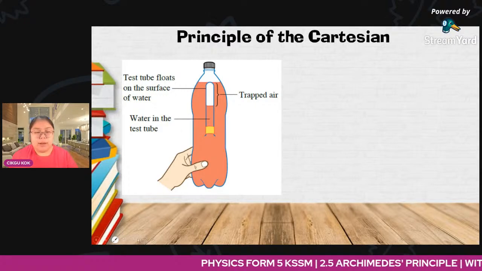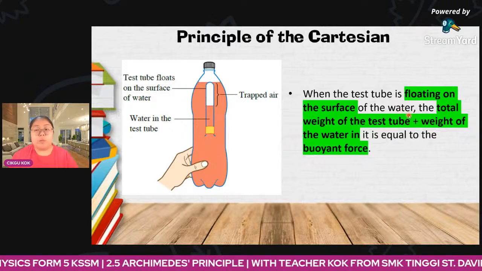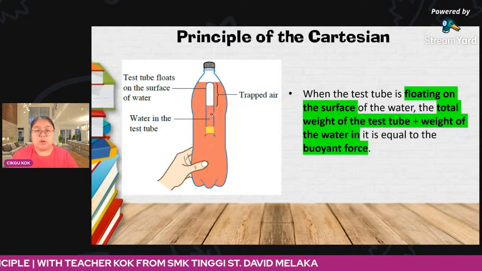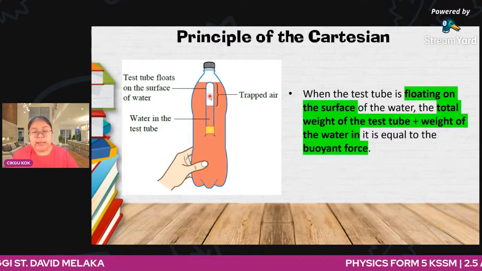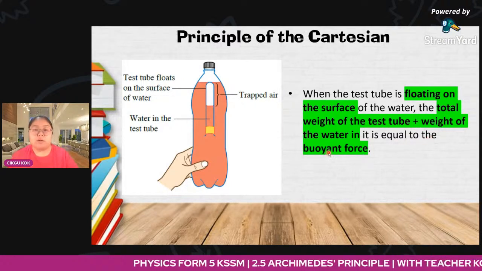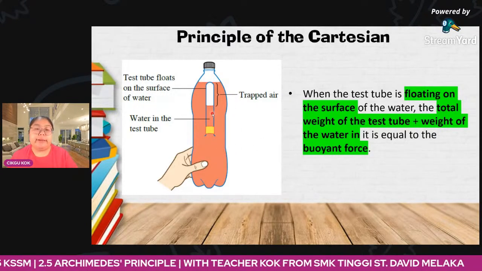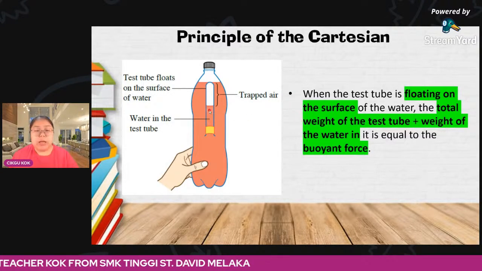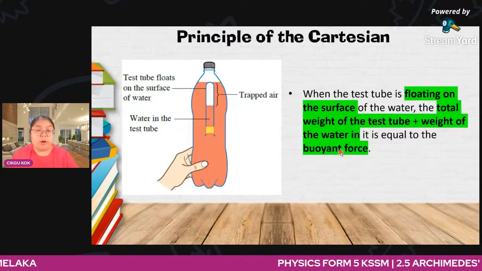Okay, floating up. So when you see the explanation, when the test tube is floating on the surface of the water, the total weight of the test tube and also the weight of the water, and don't forget we still got trapped air, so also the weight of the trapped air, that's equal to the buoyant force. That means we assume the whole test tube is floating stationary, at the surface, at the top. So from here we can make a conclusion. Weight of the test tube, weight of the water in the test tube and trapped air will equal the buoyant force.